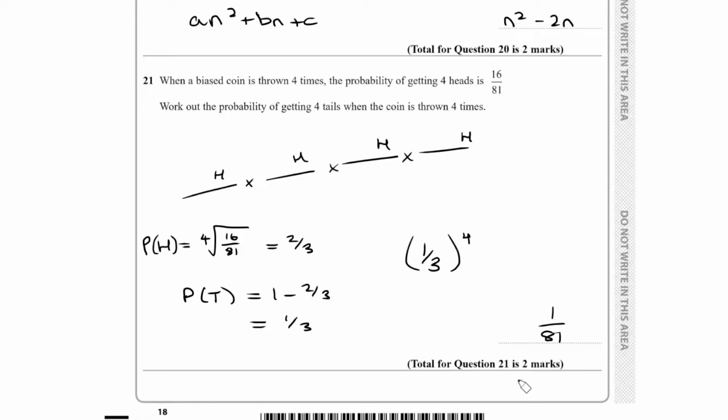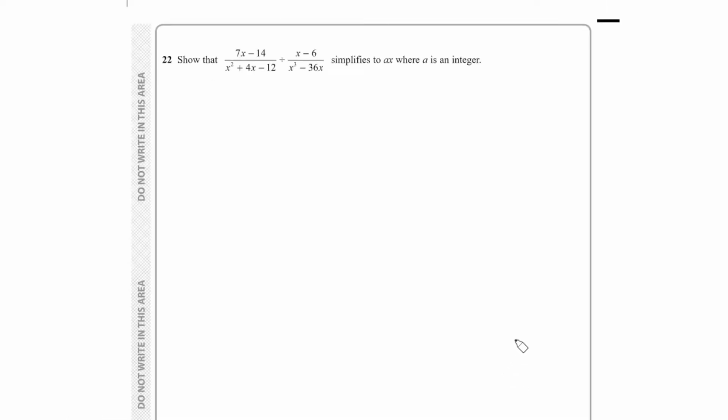Okay, 2 marks for that one. 22, we've got some algebraic fractions. I feel like you haven't really had a big algebraic fractions question yet. So yeah, maybe something like this could come up in paper 3. So show that (7x minus 14) over (x squared plus 4x minus 12), divided by (x minus 6) over (x cubed minus 36x), simplifies to ax, where a is an integer.